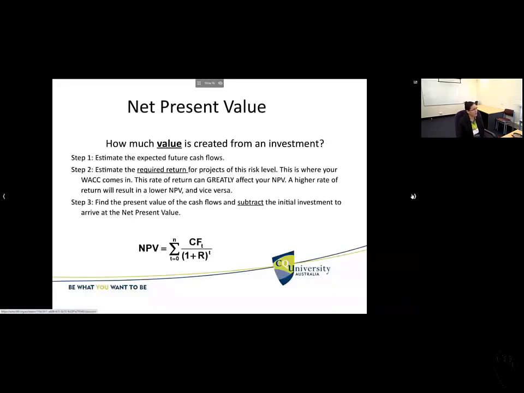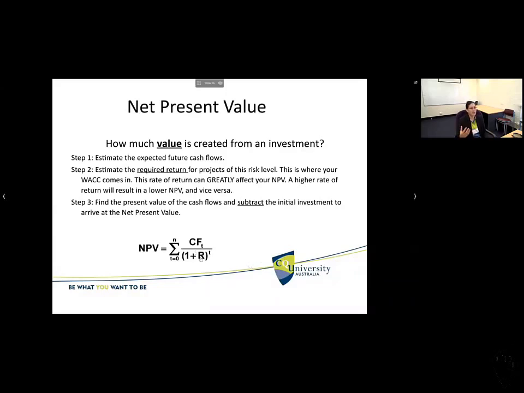So net present value tells us how much value is going to be created from an investment. And here are the steps that you can follow to calculate net present value, and also the scary looking mathematical formula behind it. Now, don't freak out if you're not into maths, okay? We get to use Excel in our assignment. But just for the maths nerds out there, the business finance behind it is explained on the next two slides.